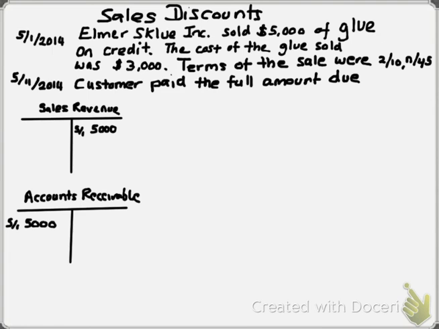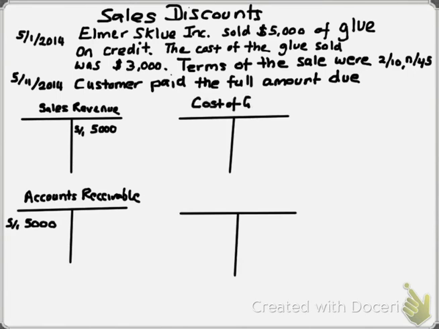Now remember, for a merchandiser, for every sale, there are two transactions. The second transaction is the reduction of the inventory. The cost of the glue sold was $3,000, so we need to remove that from inventory and it becomes cost of goods sold. So what are the accounts affected by the transaction? Cost of goods sold and inventory. And we know cost of goods sold is an expense. So we're going to debit cost of goods sold for $3,000 and credit inventory for $3,000. That takes care of the transaction on May 1st.